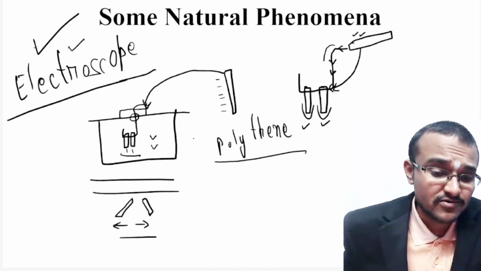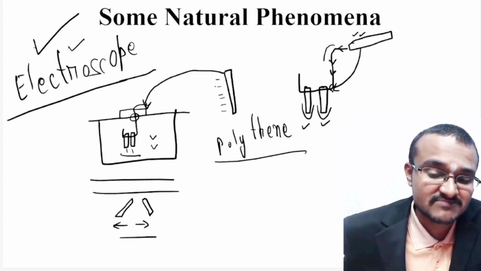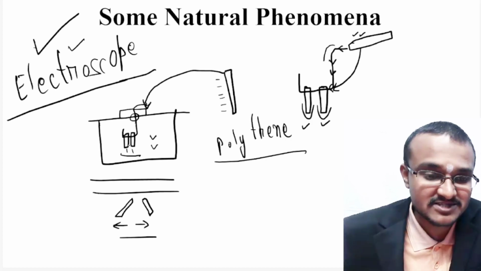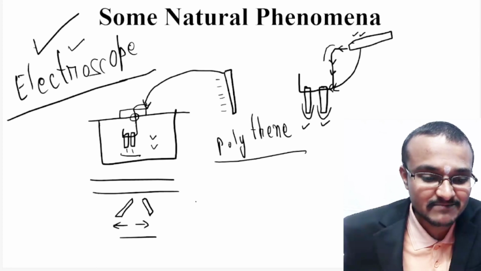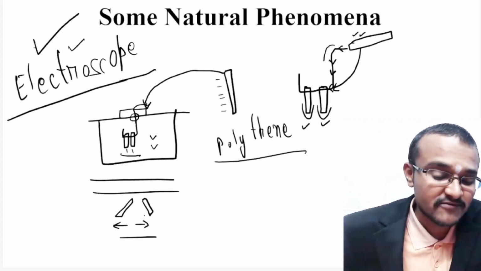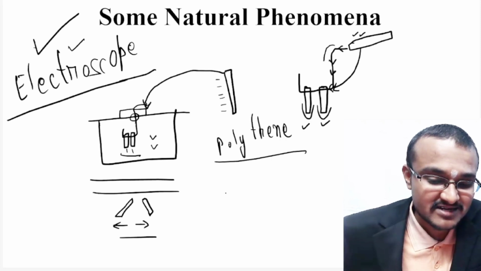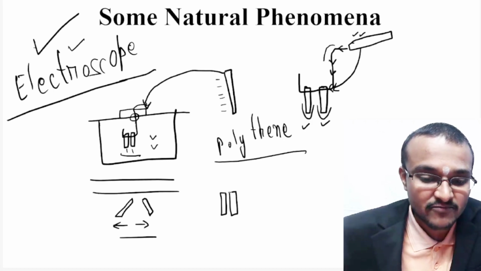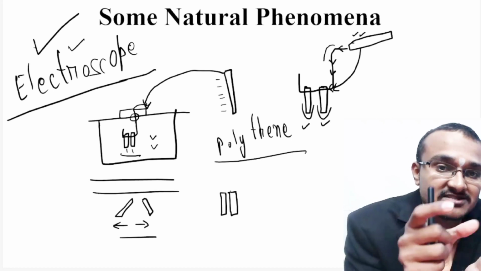Now in this experiment, when you transfer charge from this plastic straw to these metal strips, the metal strips acquire the same kind of charges, hence they get repelled from each other. But now if you touch these metal strips, they come back to the normal position like this. Why? Because the metal strips have lost their charges because of your touching.